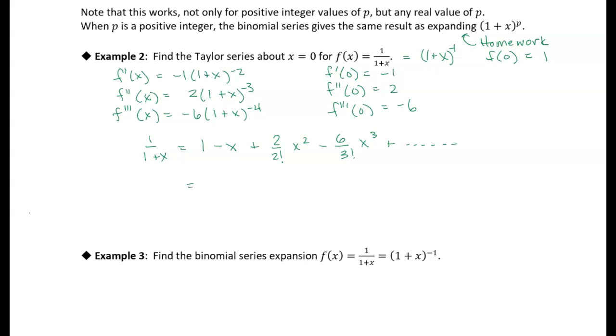And so I can simplify this a little bit because you see obviously that 2 factorial is 2, so this will cancel. 3 factorial is 6, so this will cancel. So it cleans up really nicely, right? We get 1 minus x plus x squared minus x cubed, and so on. And that is our Taylor series for 1 over 1 plus x.